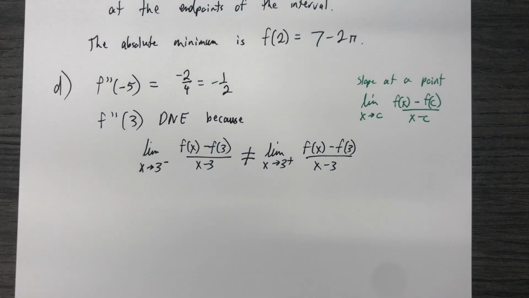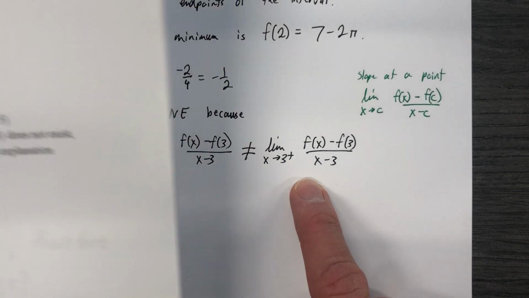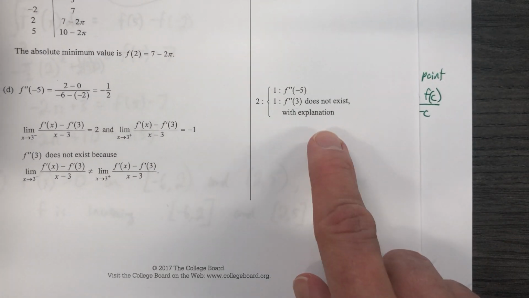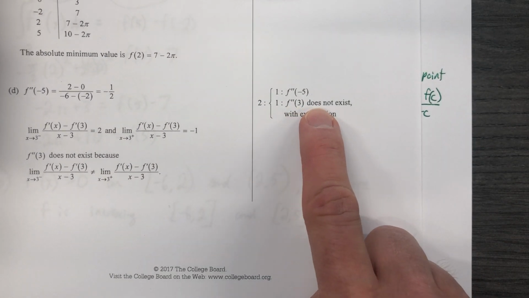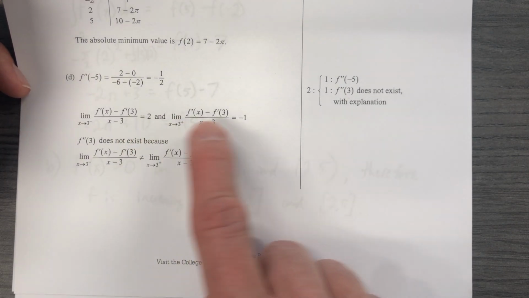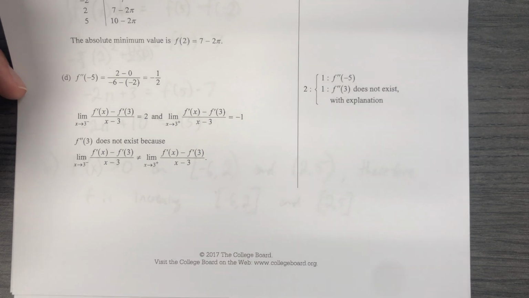and then we got this one. Well, did we get this one? I don't know. Let's see. Now it gets tricky. Maybe I didn't earn a point. Here goes. F double prime of 3 does not exist with explanation. Their explanation included the slopes from both different sides. So now in my mind, I'm wondering, would I get credit for that or not?